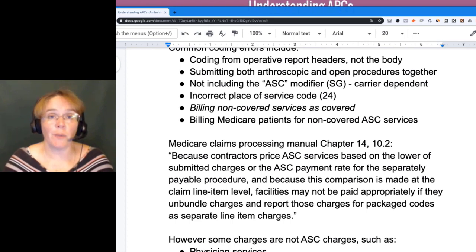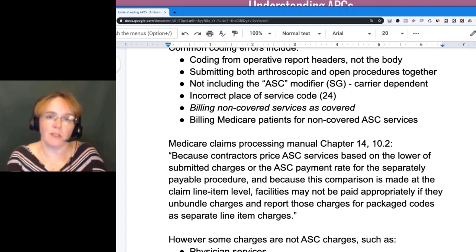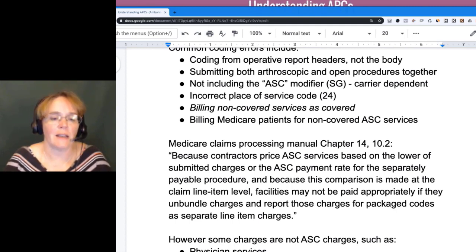Another error is not putting the 24 place of service. That's an incorrect place of service. 24 is the correct place of service. Some people still use 11 for an office. Well, it's a surgery center, it's not an office.